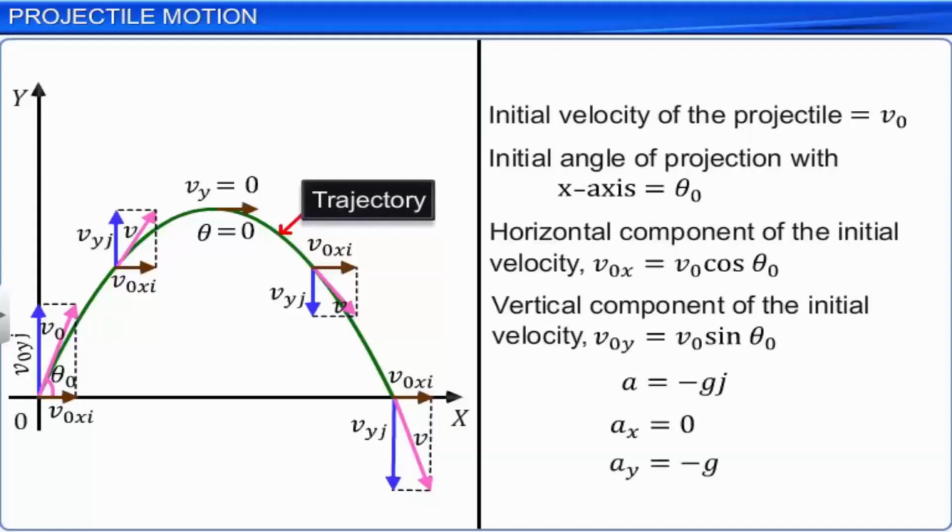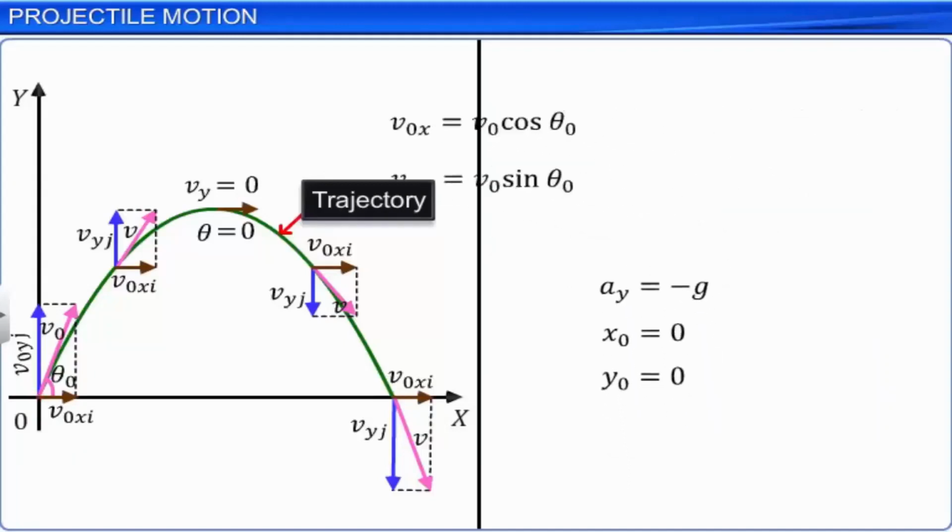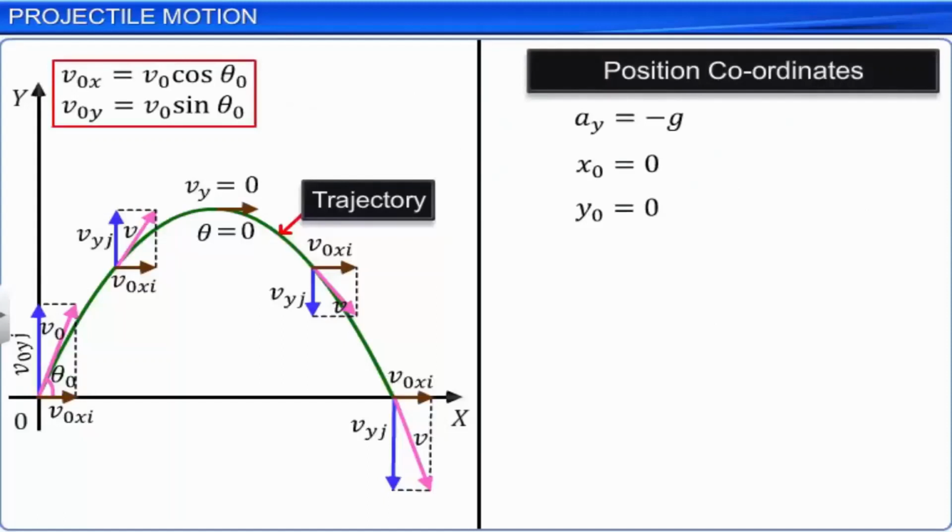Therefore, x0 and y0 are equal to 0. Now, let's find the position coordinates of the projectile at any time t. Consider the horizontal motion: x is equal to v0x into t. On substitution, we get x is equal to v0 cos theta 0 into t. Let this be equation 1.